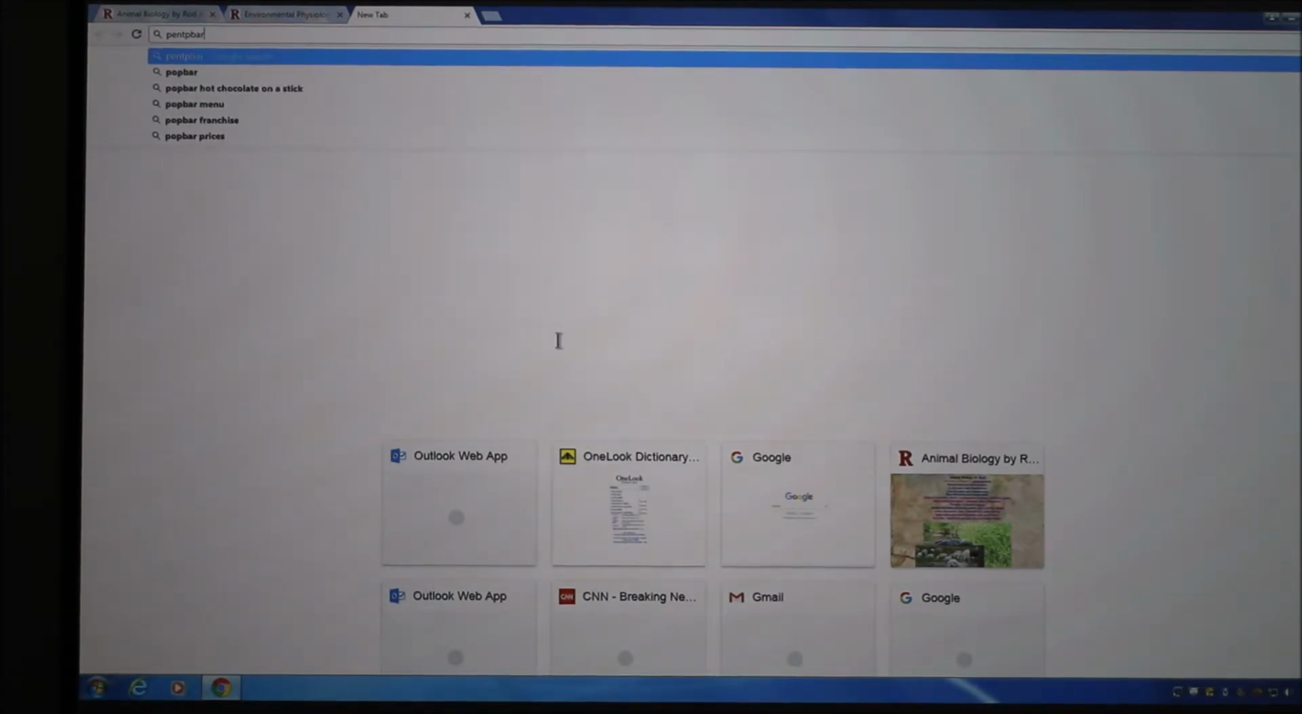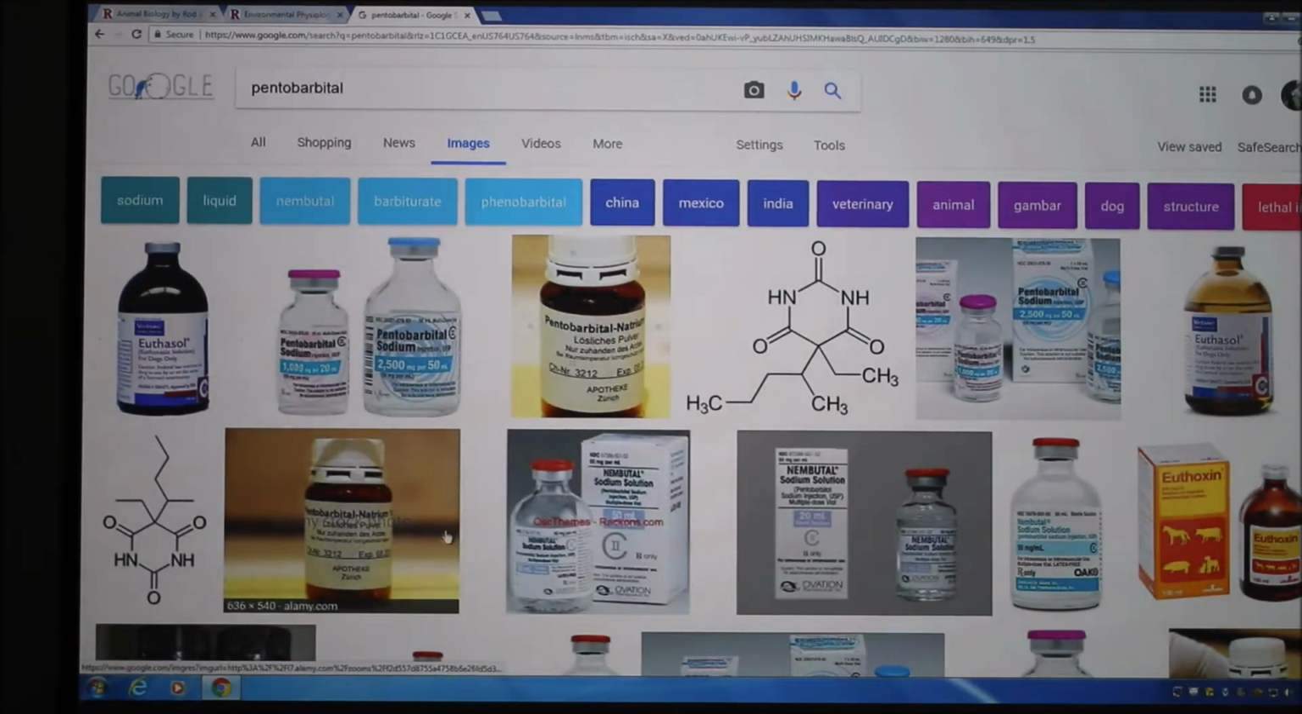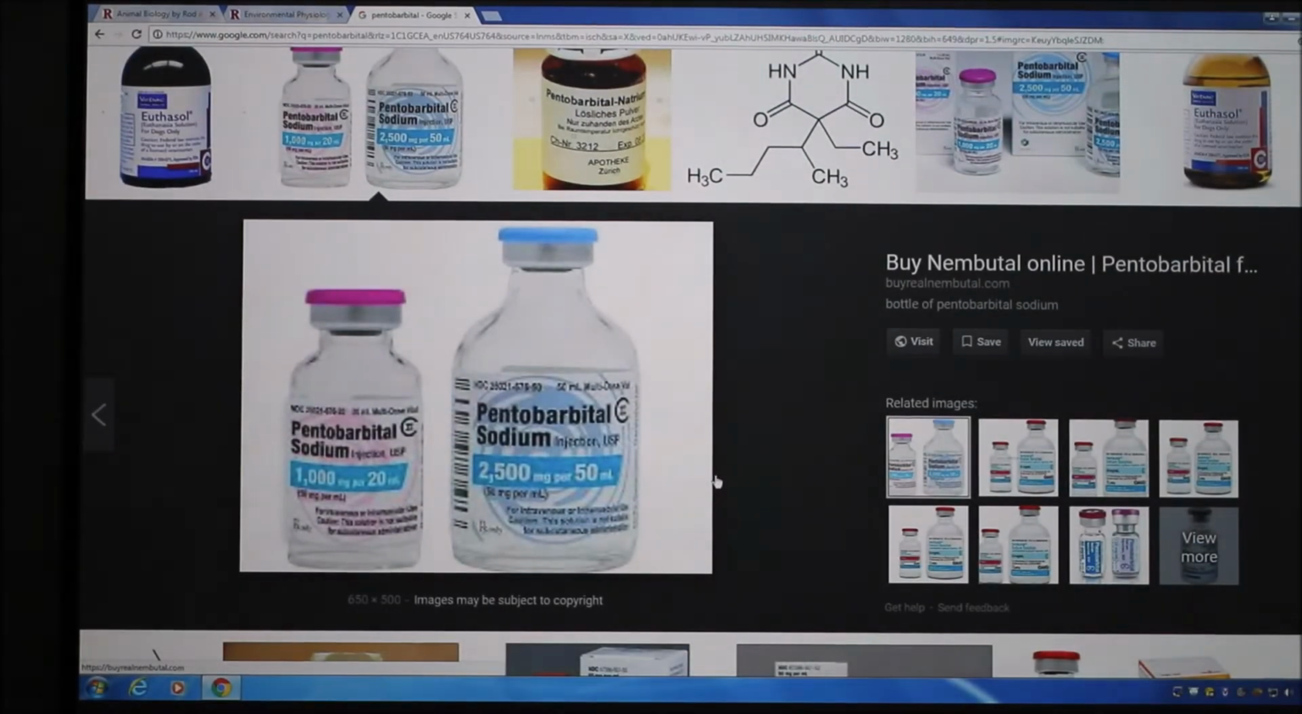Okay, I didn't spell pentobarbital right. See, pentobarbital in dog food. We're just going to go pentobarbital images. Okay, so now, 2,500 milligrams per 50 mils there, it looks like, right?